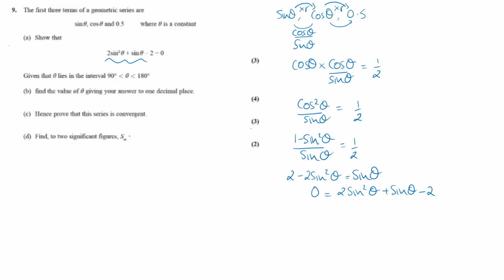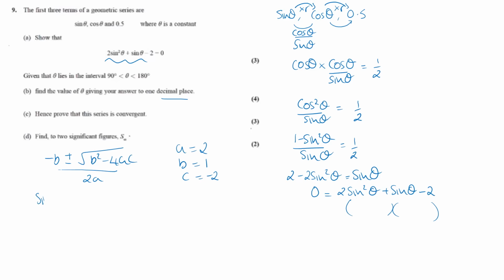Now part B, it tells us that given that theta lies between 90 and 180, find the values of theta to 1 decimal place. So we can see we've got to solve this quadratic to find the values of theta, and to 1 decimal place we're going to be using the quadratic formula. This doesn't factorize, so we can't find any values that are going to work. So using the quadratic formula, we've got minus b plus or minus the square root of b squared minus 4ac, all over 2a, given that a is 2, b is 1, and c is minus 2.